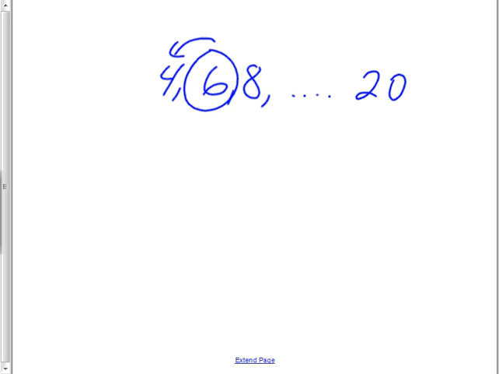If you subtract, you go 6 minus the 4 and you get 2. You subtract that one or you subtract this one, you better get the same thing. That's finding the common difference. So a little terminology there for you.